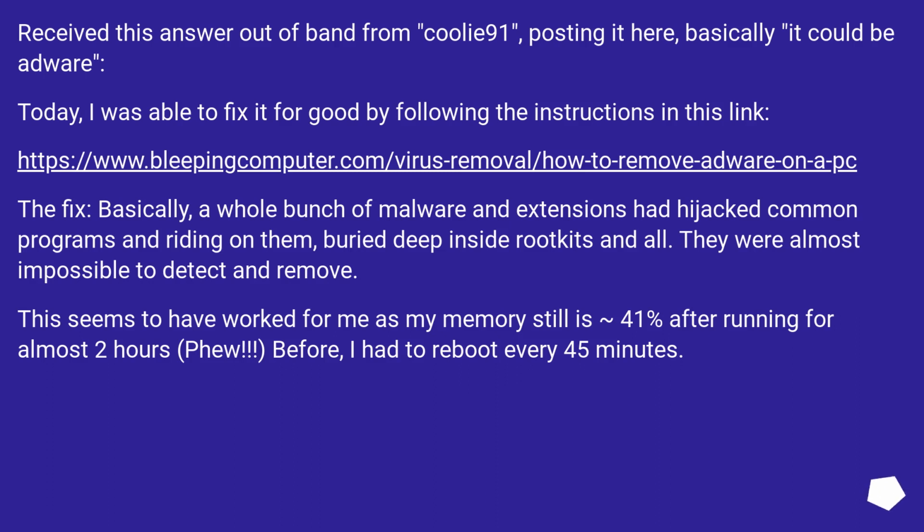Received this answer out of band from Cooley91, posting it here. Basically it could be adware. Today, I was able to fix it for good by following the instructions in this link. The fix, basically, a whole bunch of malware and extensions had hijacked common programs and were running on them, buried deep inside rootkits and all. They were almost impossible to detect and remove. This seems to have worked for me as my memory still is 41% after running for almost 2 hours. Phew, before, I had to reboot every 45 minutes.